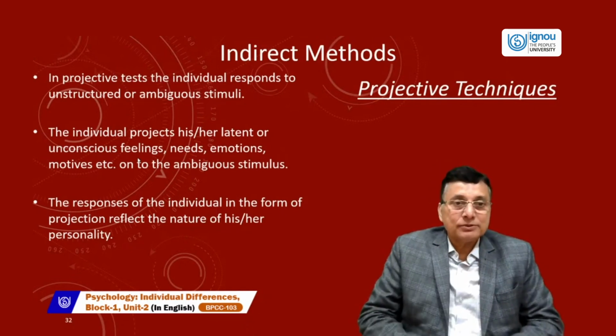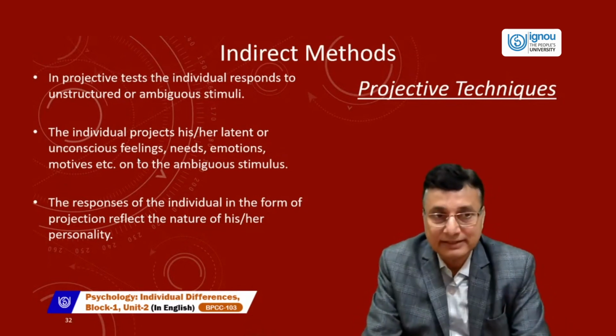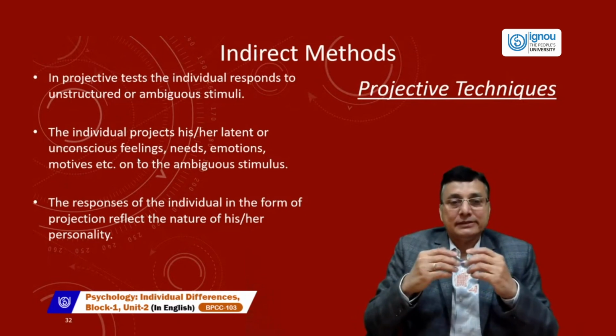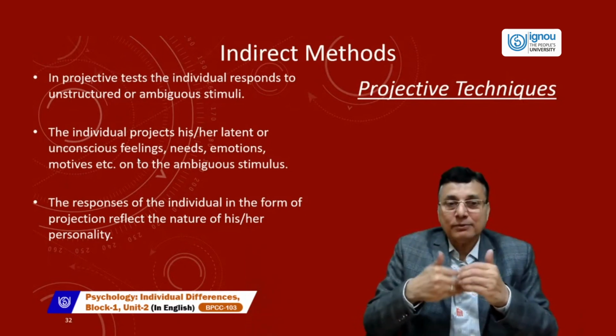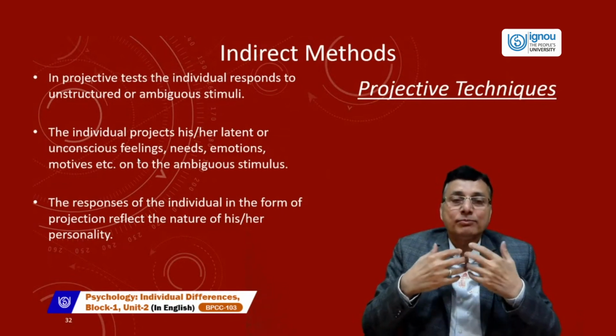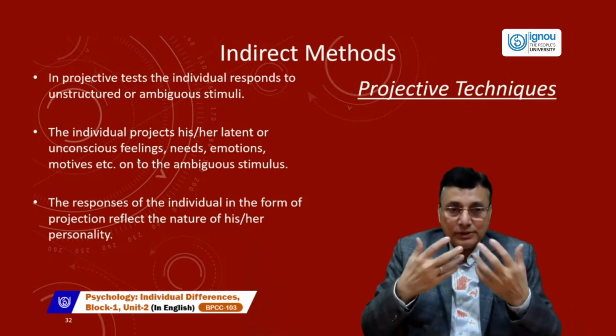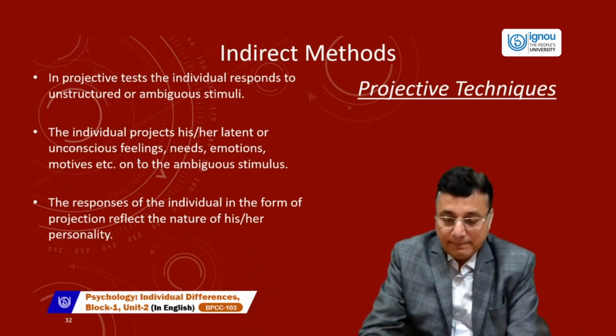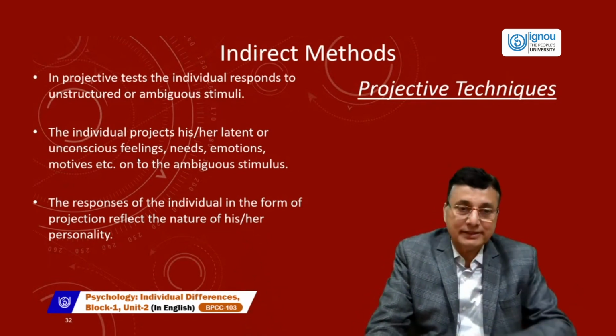So the individual projects his or her latent or unconscious feelings, needs, emotions, motives, etc. on the ambiguous stimulus. The responses of the individual in the form of projection reflect the nature of his or her personality. If the stimulus is ambiguous and the person is not aware of the meaning of his or her behavior, there is a possibility that the person truly responds to that stimulus. There will be no censoring.